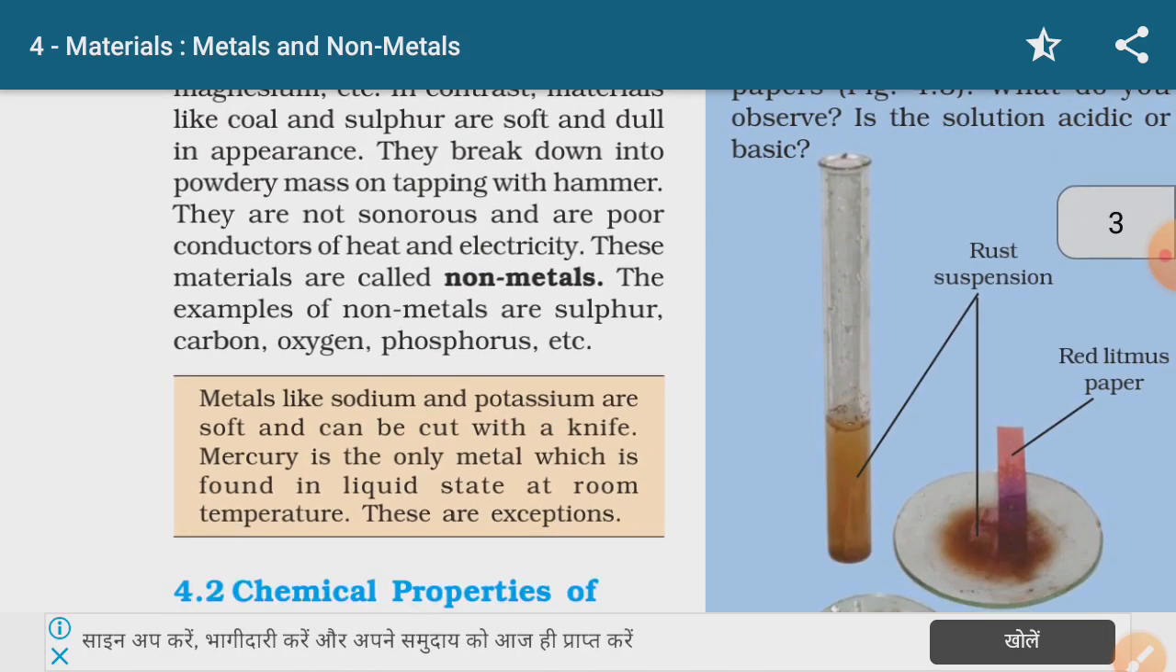Now see, one exception is shown here. Metals like sodium and potassium are soft. Although they are metals, they were supposed to be hard, but they are soft and can be cut with a knife. Mercury is the only metal which is found in liquid state, because metals are found in solid state, but this is the only metal, mercury, which is found in liquid state at room temperature. So these are called exceptions.